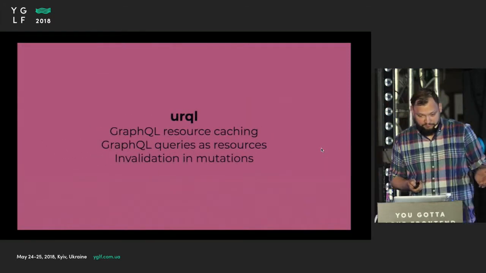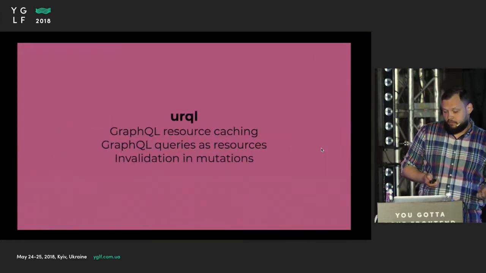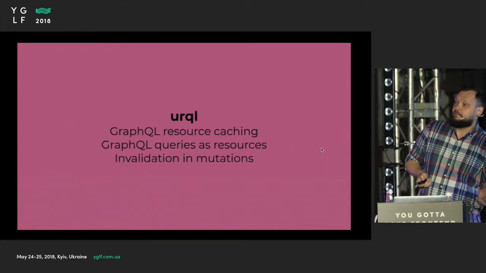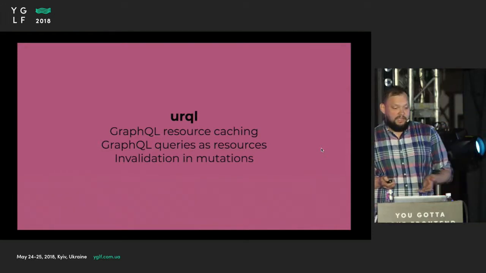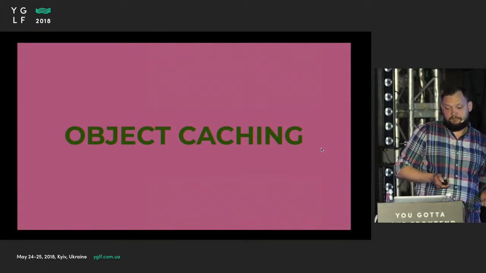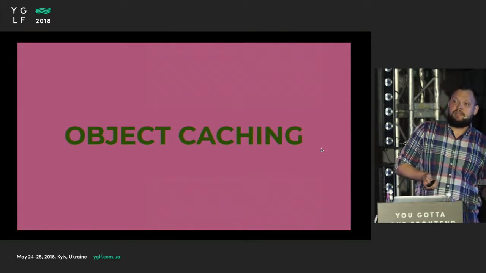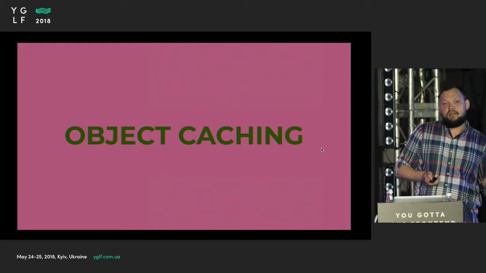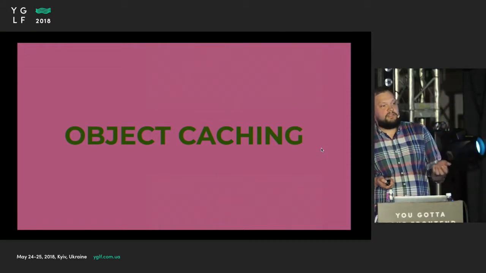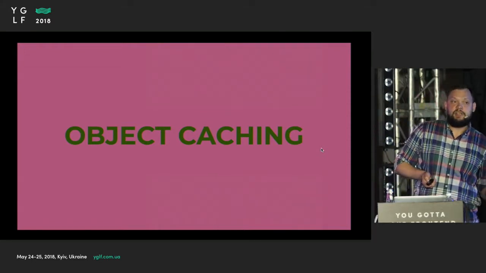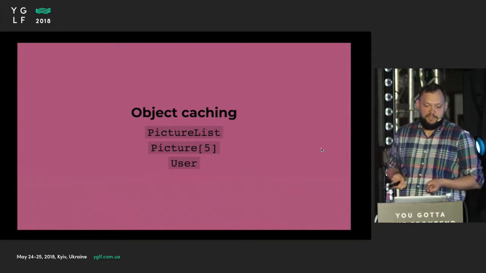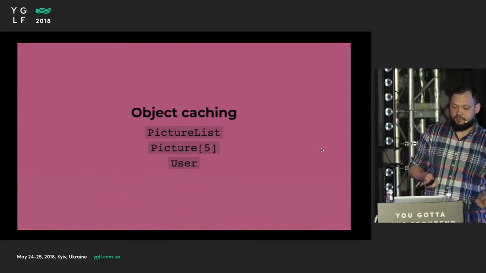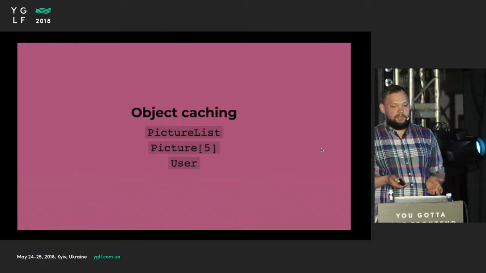Yeah, so while resource caching is nice and simple, it doesn't solve all the problems that we want the perfect cache to solve. So then we move to object caching. Object caching is when we get the data from a resource, and we somehow convert it to the individual objects that are inside this response. And then we store these individual objects in cache, usually by ID. So you will have cache keys like picture list, fifth picture, or user.